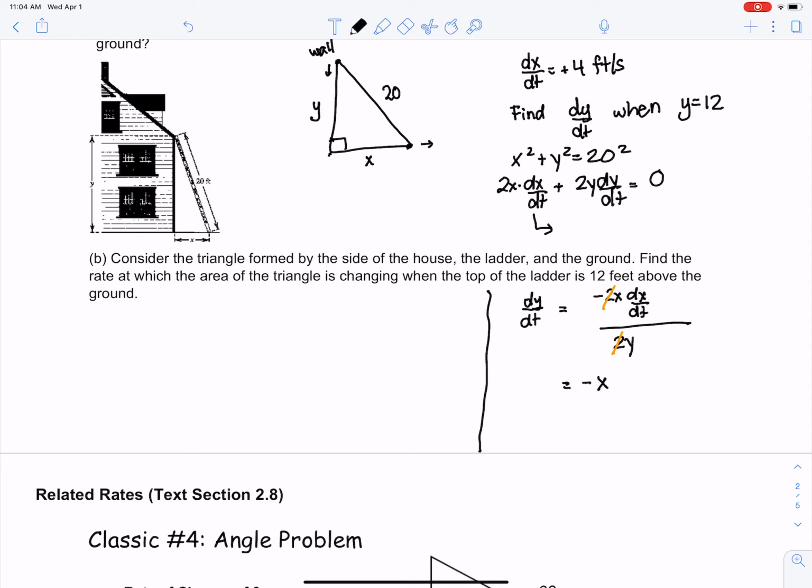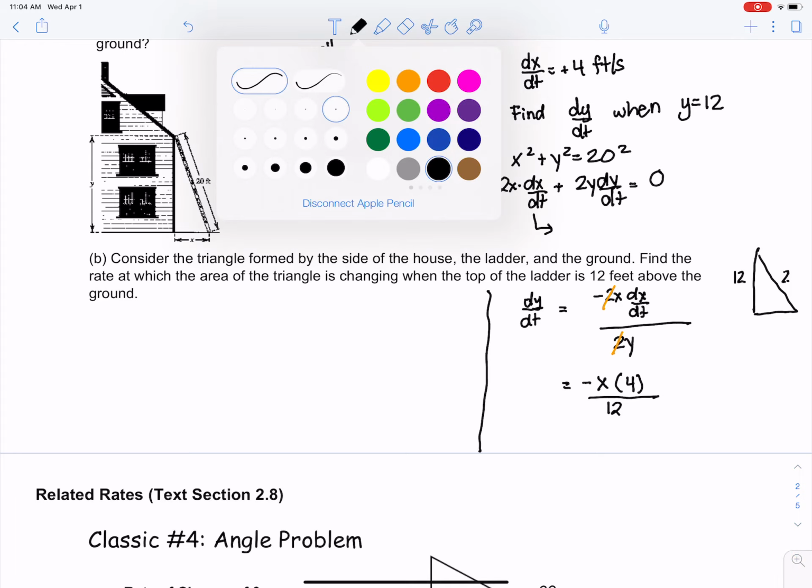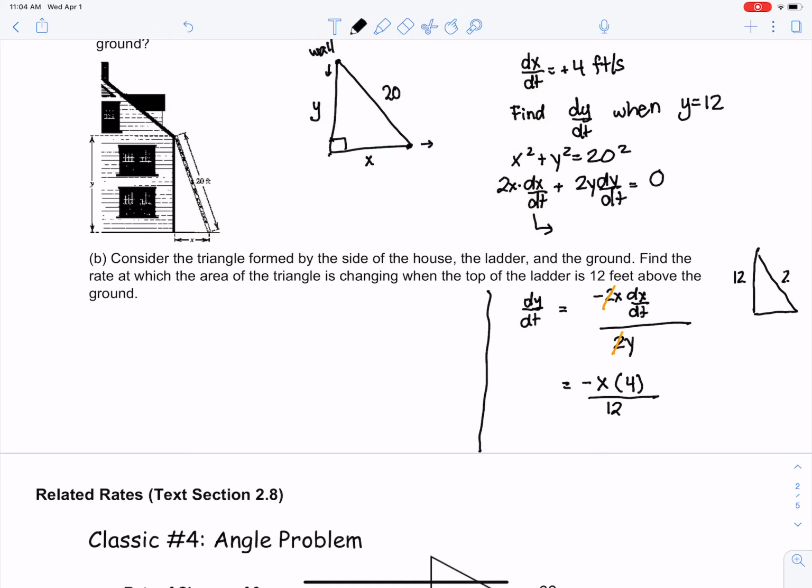So my final answer would be negative x dx/dt over y. I don't have a value for x, but I will find one. dx/dt is 4 and my y is 12. Now at the moment that the height of the ladder to the ground is 12, I can find how far the ladder was away from the base of the wall. So if I were to go ahead and use Pythagorean theorem to solve this here, oh, and I can't move it over. Let's move this over. This is 20.